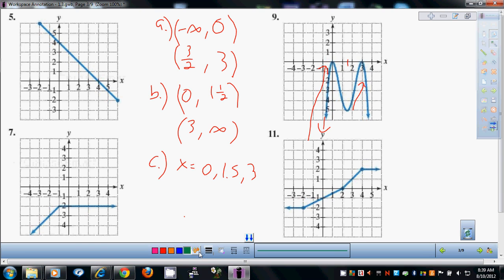Let's look at number 11. That one looks fun. Number 11. Increasing. Who am I going to pick on? Corey. Where's that thing going uphill at?